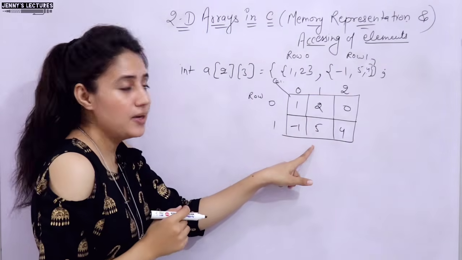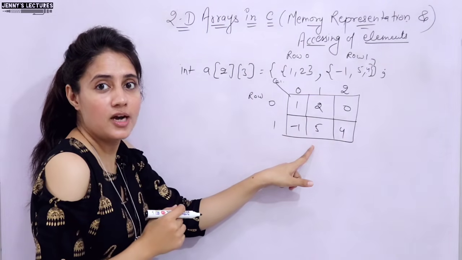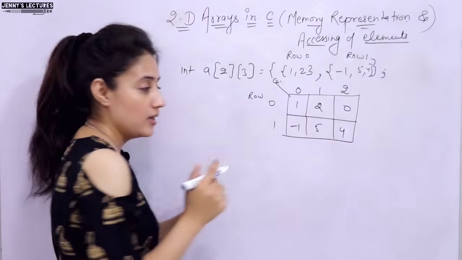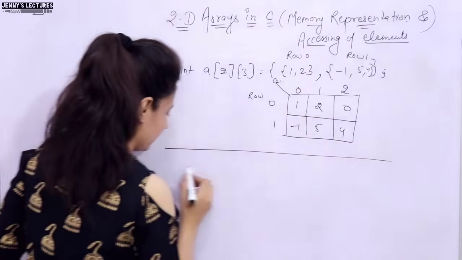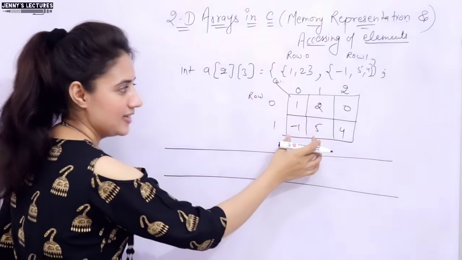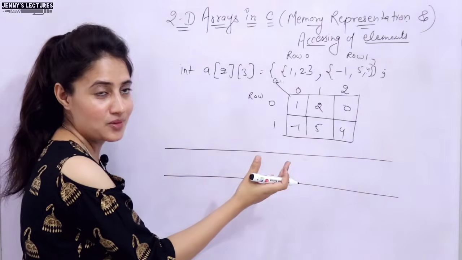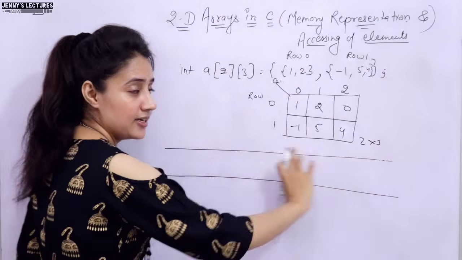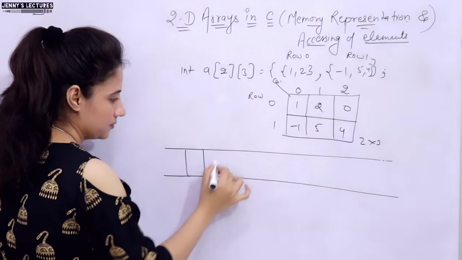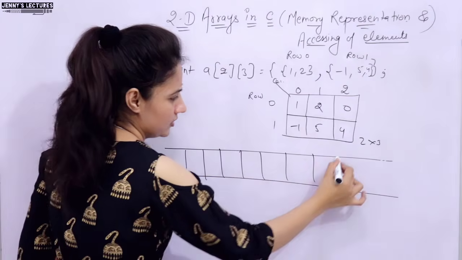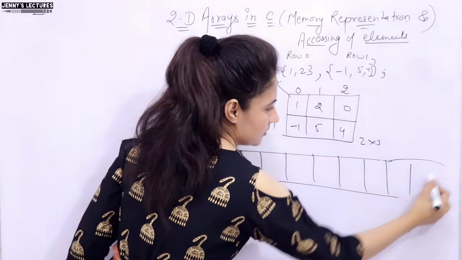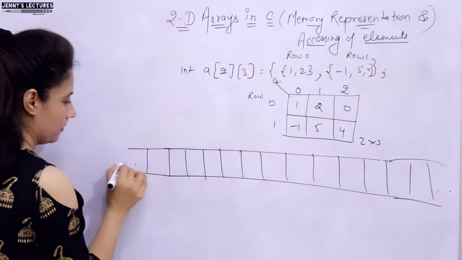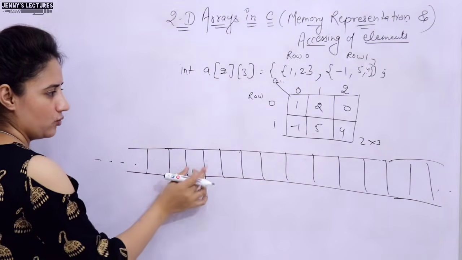But in memory, how is data to be represented? How in computer memory is this data to be represented? Because in memory we cannot represent data in tabular form or matrix form, right. It's a matrix of 2 into 3. We can represent data in a linear form like this, because it's a long, you can say, tape of bytes, something like this, right.